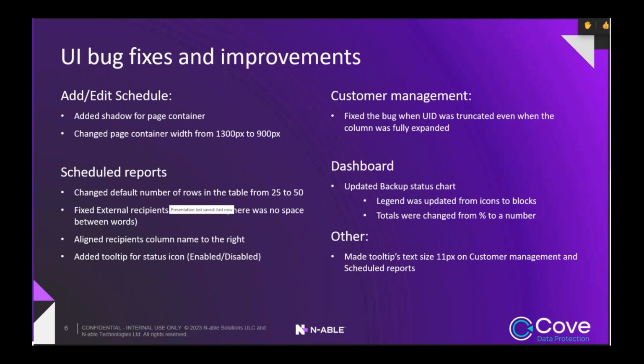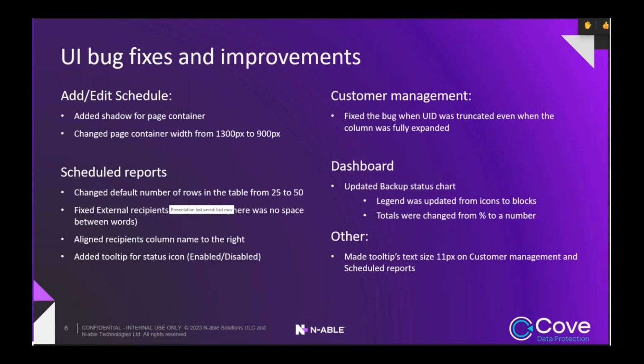The page container for the edit schedules. They added shadows to it because it wasn't consistent with the rest of the look and feel. They changed the page container width from 1300 pixels to 900 pixels to work better with mixed screen resolutions or scheduled reports. The default number of rows in the table was 25 before they moved it up to 50. We found that a lot of customers were immediately going in and expanding that. So why not set it to a higher default?